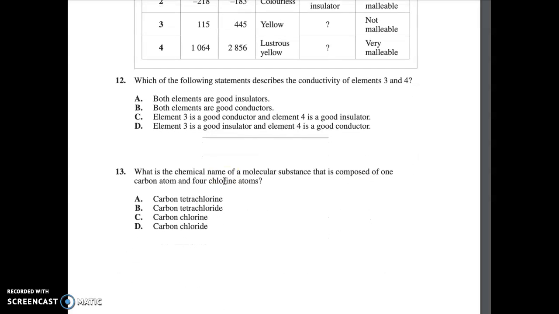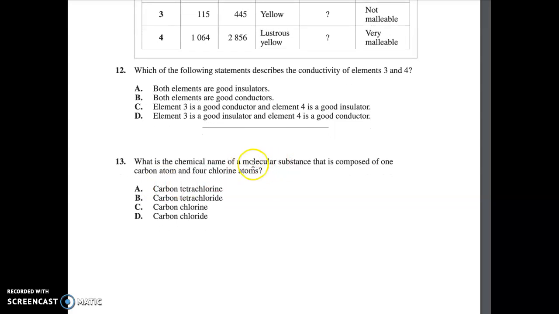Number 3, what's the chemical name of a molecular substance? So it has to have 2 nonmetals. Okay, so that means we would use our molecular naming system where we have prefixes involved.